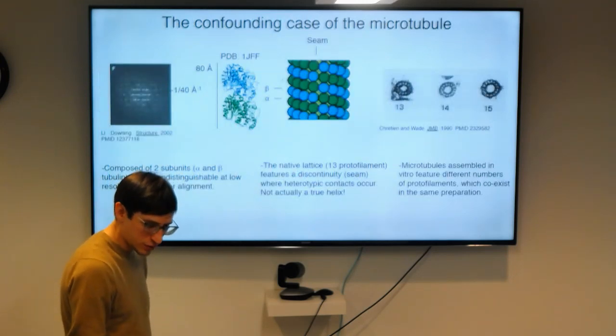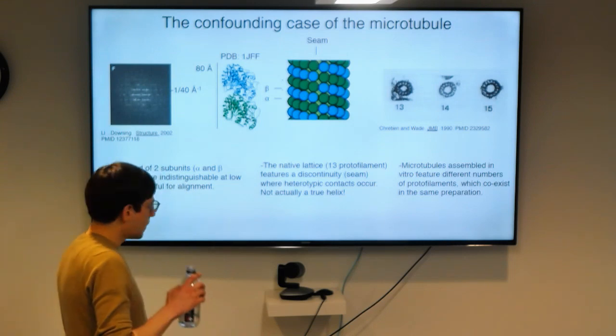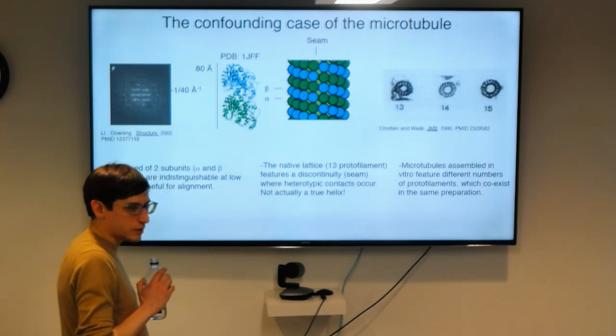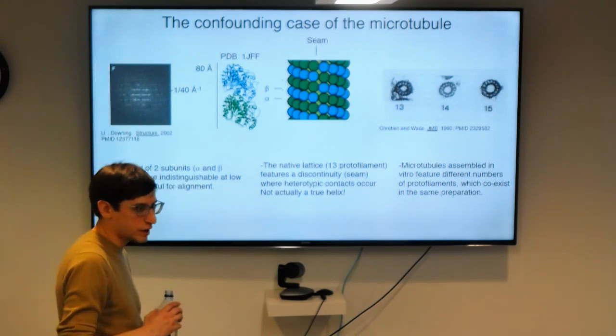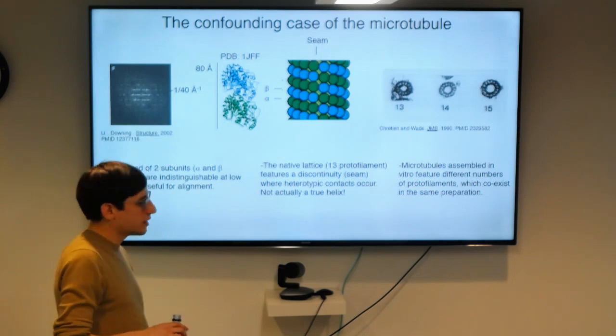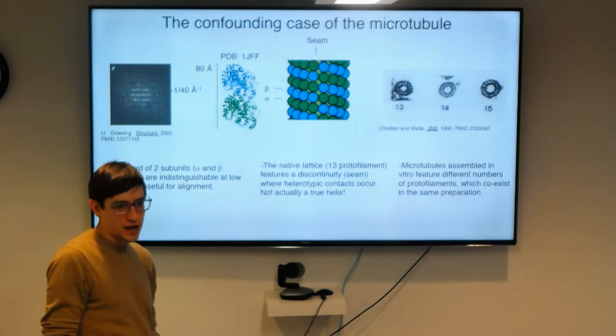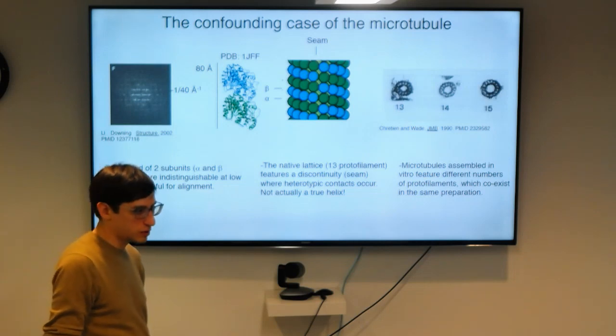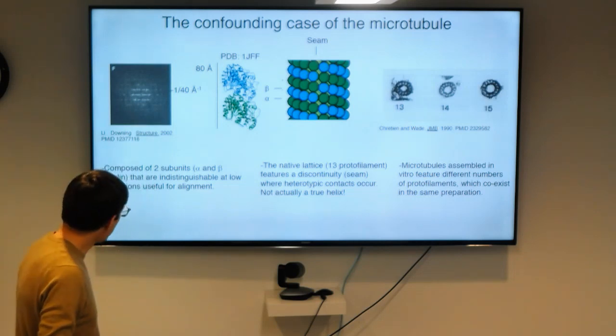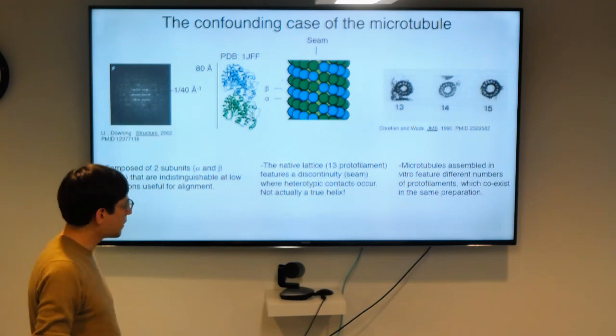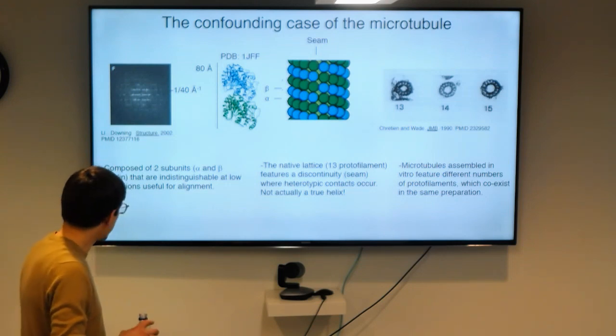So on to microtubules. Microtubules are a cytoskeletal filament. They're these tube-like big polymers. You'd think it would be really easy to solve their structure with cryo-EM. They have a lot of mass, they're really obvious in the electron microscope, and they're really pretty. But actually, they caused a lot of problems for processing over the years. I just wanted to highlight three here.